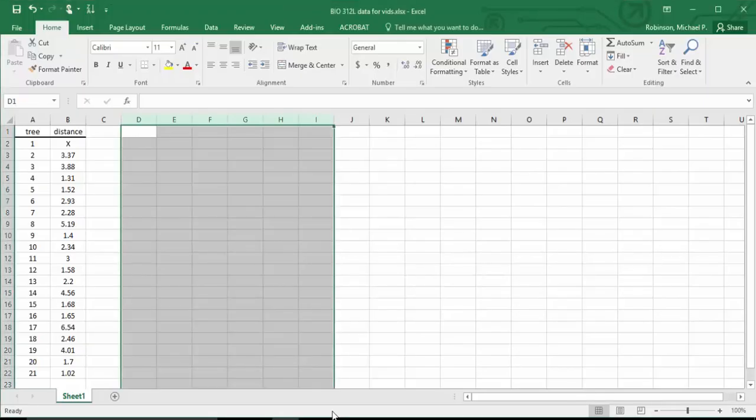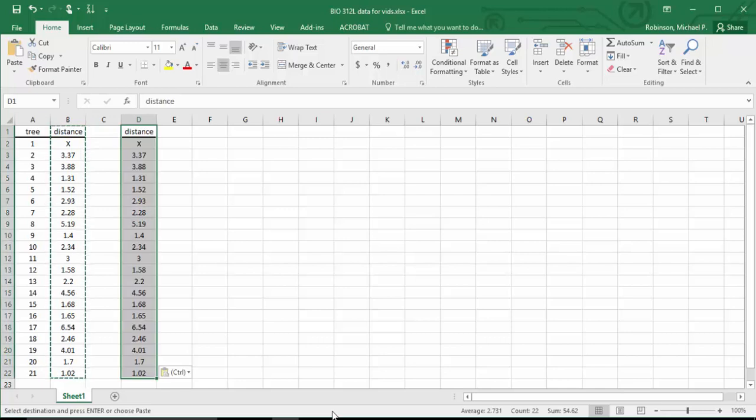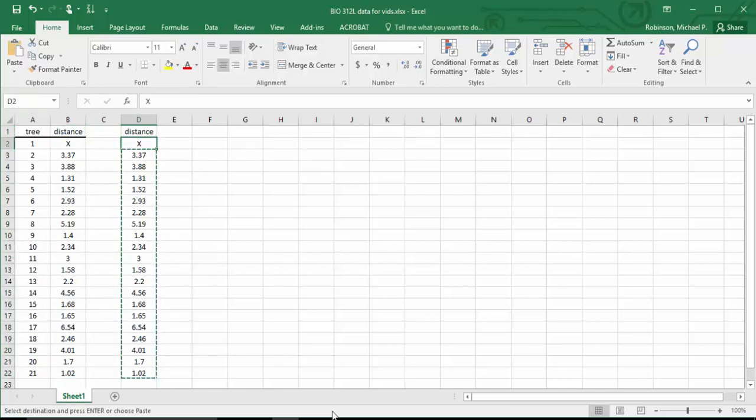So let's say you have measures of the distances between 21 different trees, right? These are the nearest neighbor trees. So here's tree 1, tree 2, the distance between them is 3.37 meters. So we have 21 trees total, 20 distances. All right, let's clean this up a little. Let's make it a little simpler for us, so that we don't get confused with this X in here. So we have 20 distances.